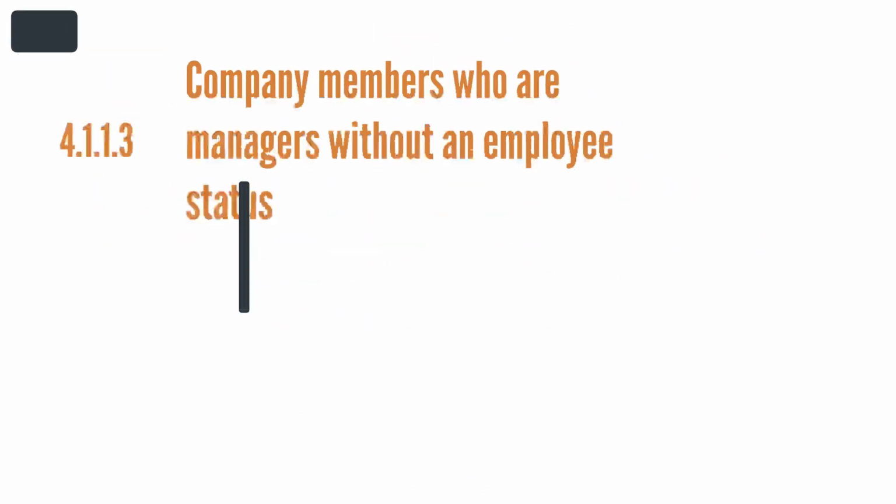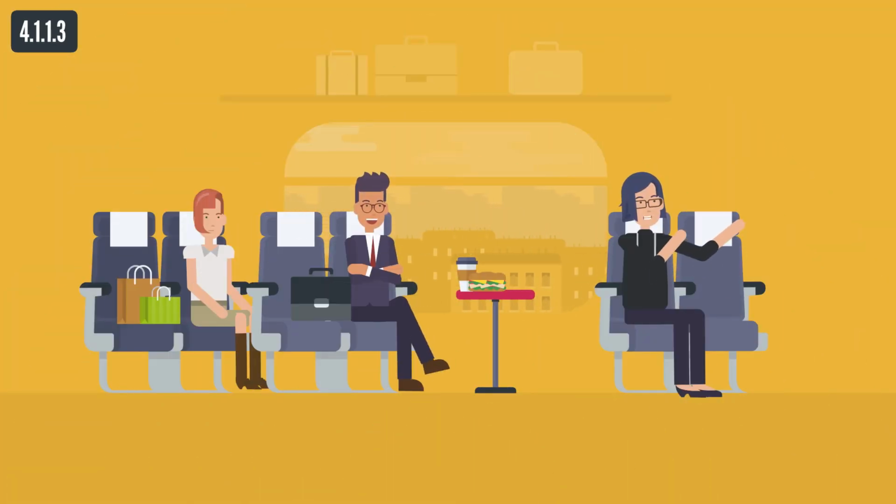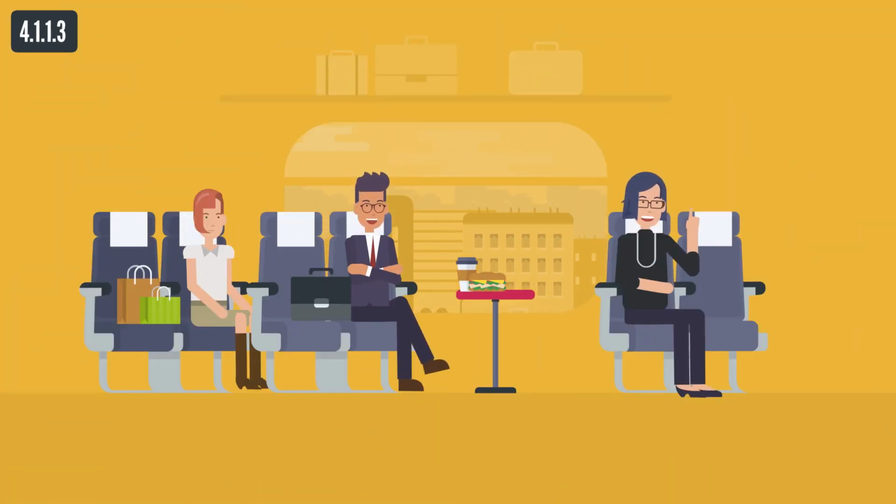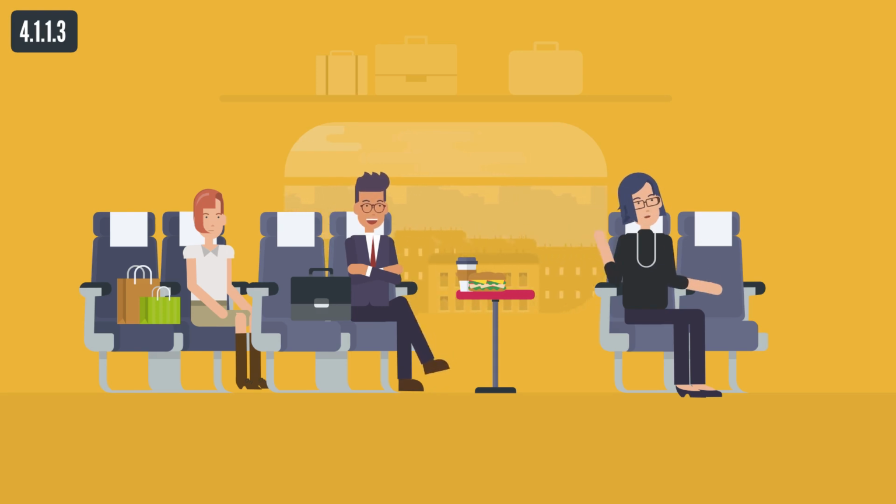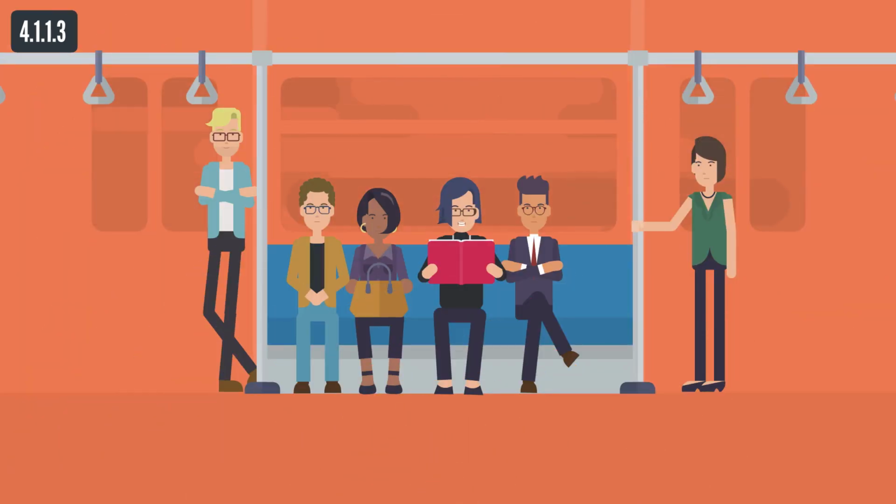The Social Security costs of company members who are managers without an employee status, in Croatia or in a country with which Croatia has an agreement on the avoidance of double taxation, are charged in the same way as for a sole trader. In 2018, the basis for calculation of contribution amount is 8,020 HRK.